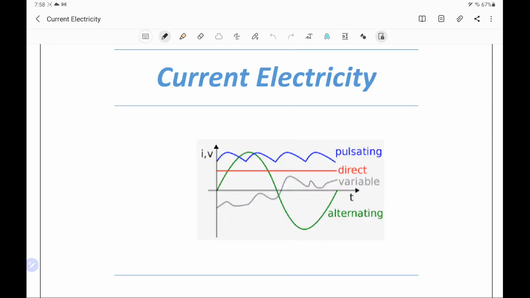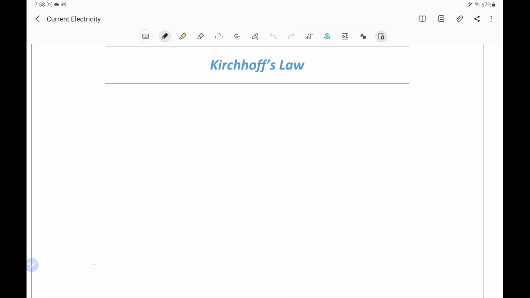In current electricity, the next topic we are taking is Kirchhoff's law. There are two laws of Kirchhoff. Number one, Kirchhoff's junction law, and the other is the loop law.